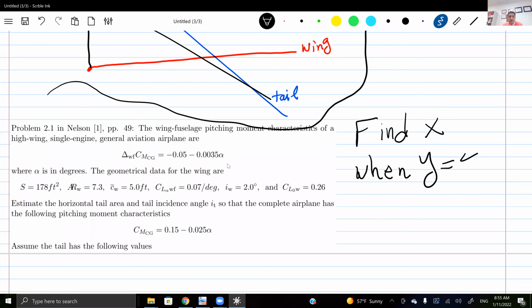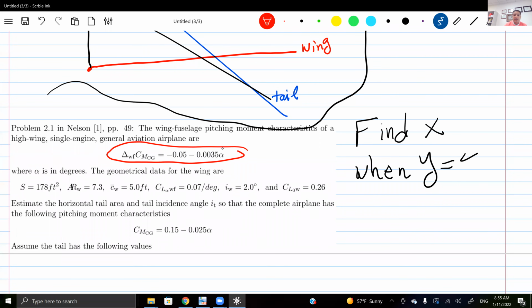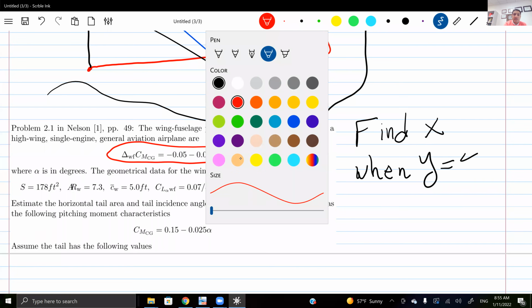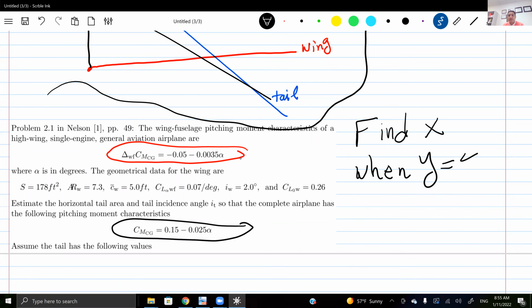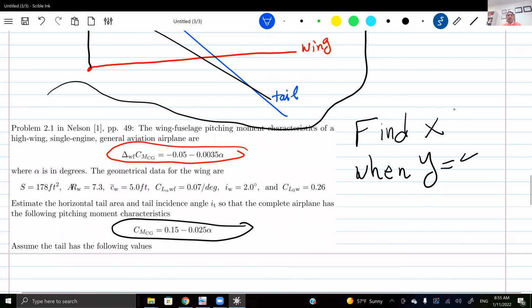So when you are given the wing and fuselage here in red, when you're given the wing and fuselage characteristics, and you are given the total characteristics, you're implicitly given what? The tail characteristics? Yes, exactly. And how are we going to get the tail characteristics from these two things? You subtract the equations. Very good. So let's subtract them to get the tail characteristics.